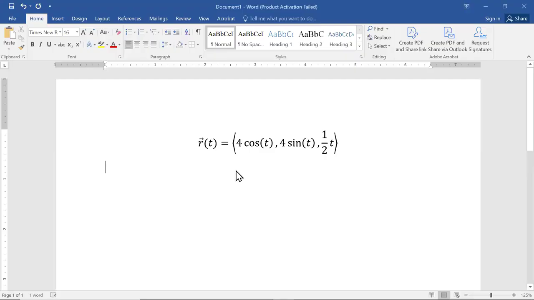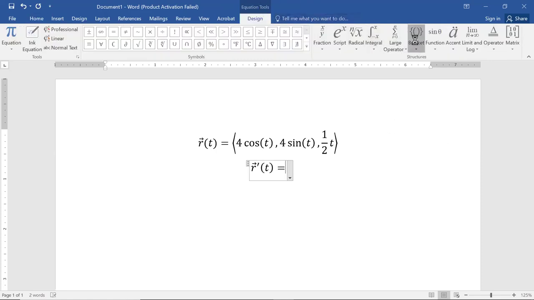In order to calculate the unit tangent vector, I first need to find the derivative of r. So we're going to find the derivative of r, obviously with respect to the variable t. Derivative of 4 cosine is going to be -4 times sine of t. Derivative of 4 sine of t becomes 4 times cosine of t. And derivative of 1/2 t becomes 1/2. So that is my derivative.